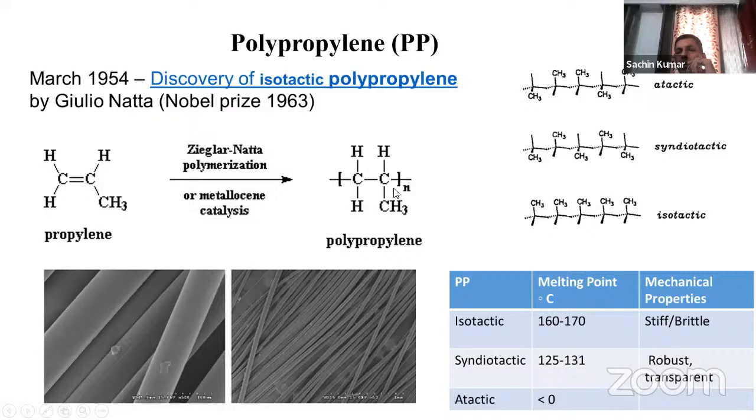You can see its properties. Isotactic has a very high melting point as compared to syndiotactic. Atactic has no melting point, which means it is always in the form of a highly viscous liquid. So the isotactic polymer is the only one used for fibrous purposes.